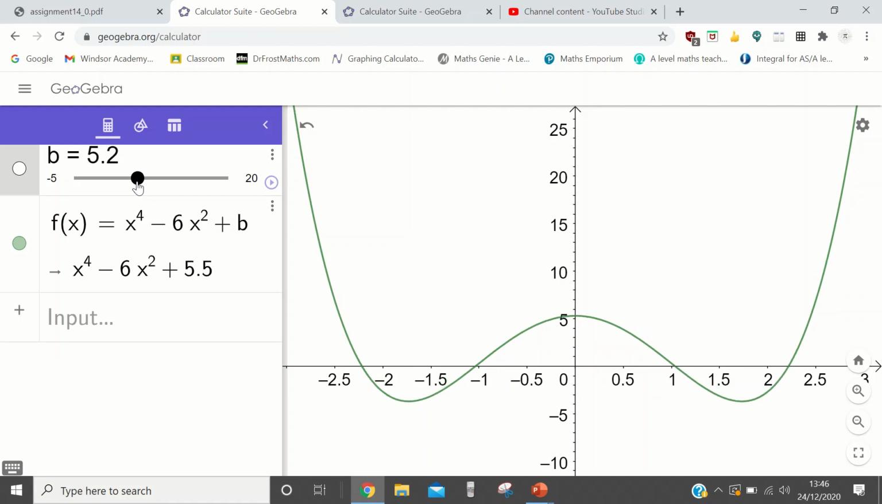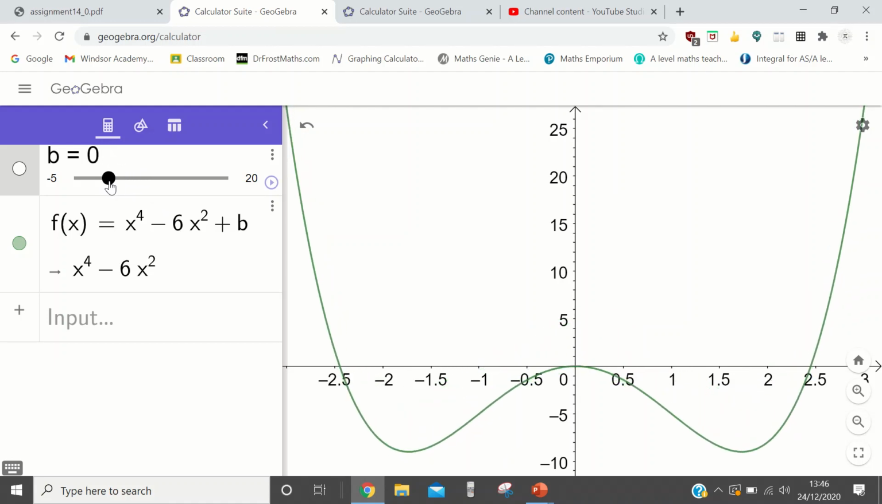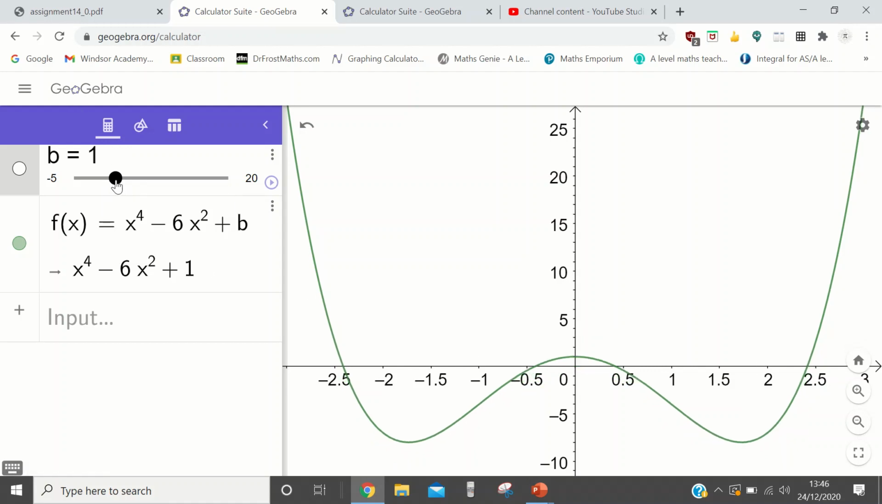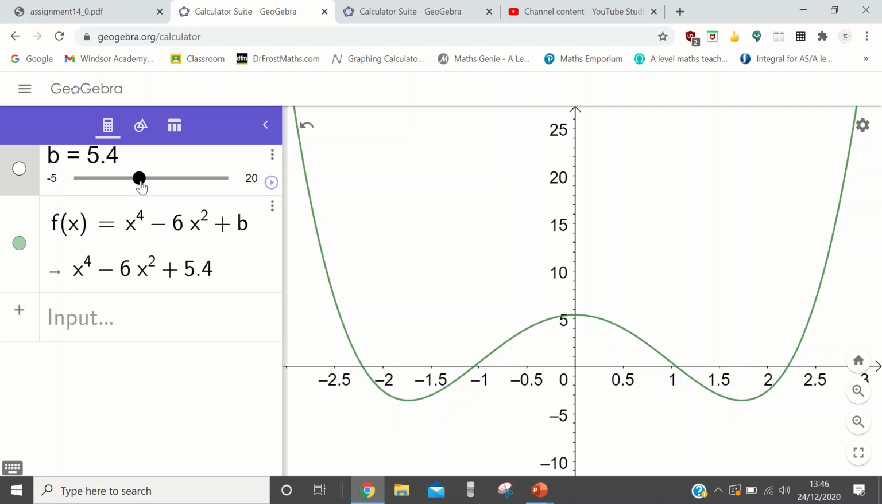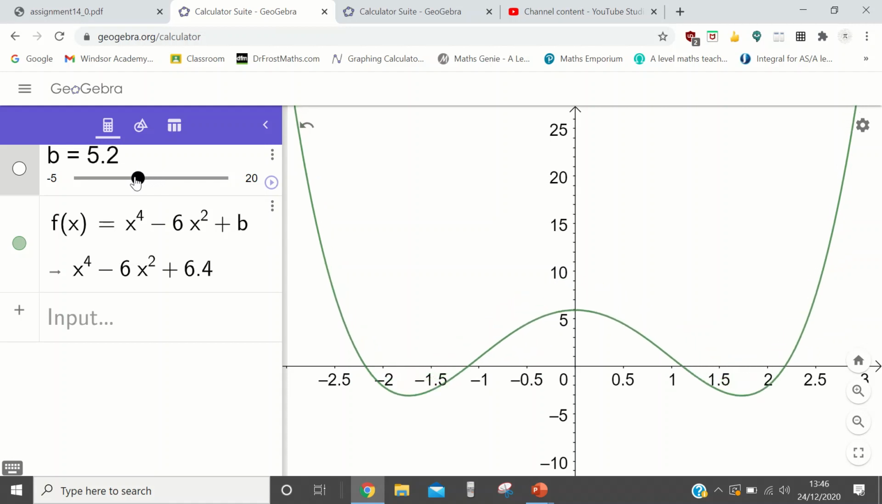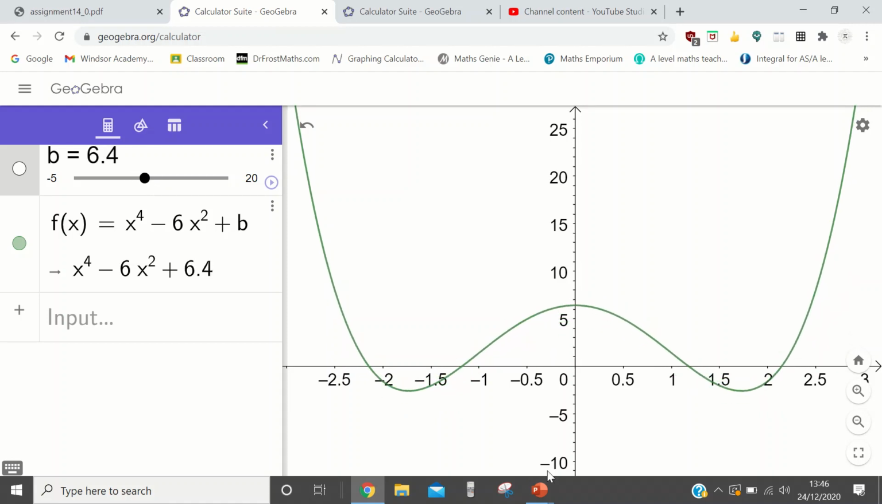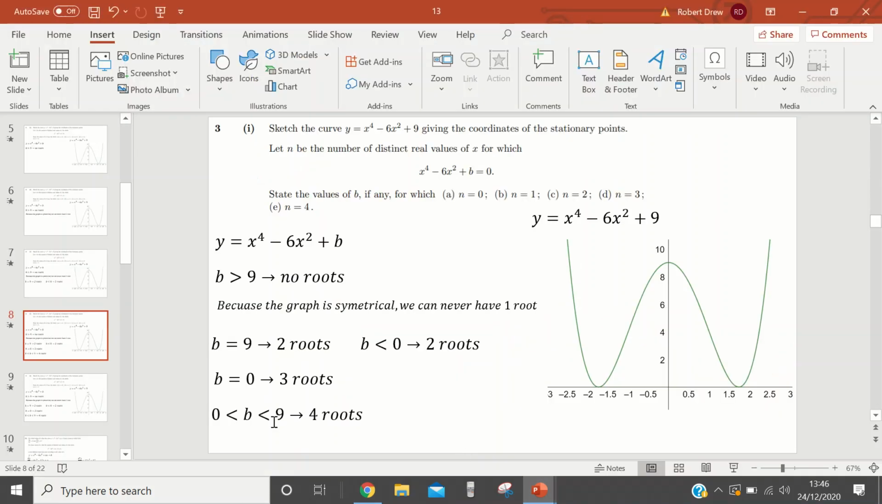So what were those values at? Well, we started at b is 0, that was three roots. The moment we go above that, we get to four roots, 1, 2, 3, 4. And how long can we stay at four roots for? Well, it's until we go down to that original position where we have two roots again. So when b is between 0 and 9, that's when we have the four roots. Right? So between 0 and 9 is four roots.